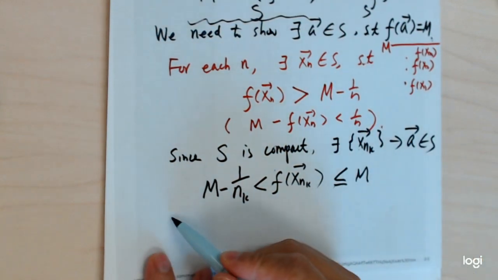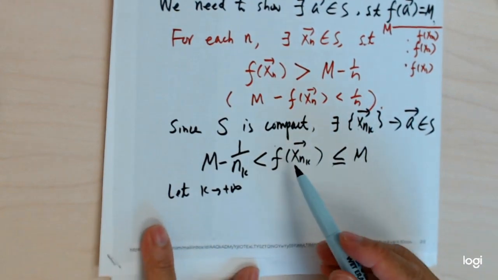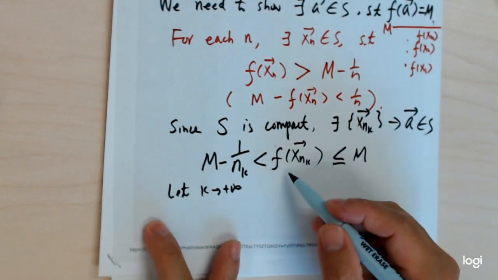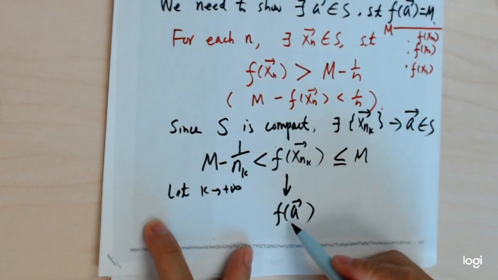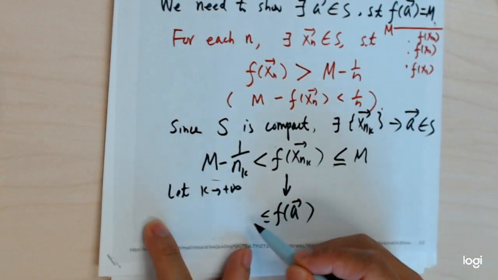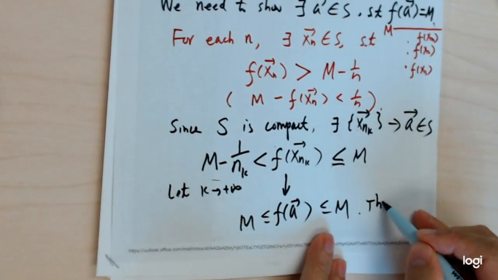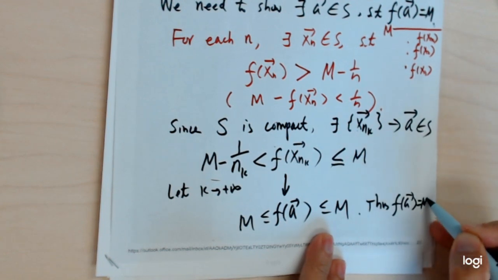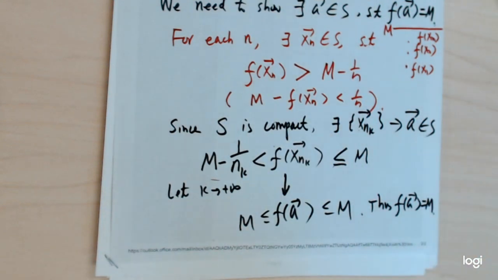So now we'll pass the limit. Let k go to infinity. If you let k go to infinity, f of x_nk goes to f of a by continuity. So this guy goes to m. This is also less than or equal to m. So if you pass the limit, you will find out f of a has to equal m, has to equal the supremum.